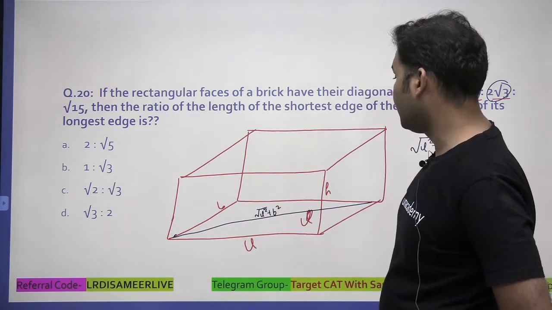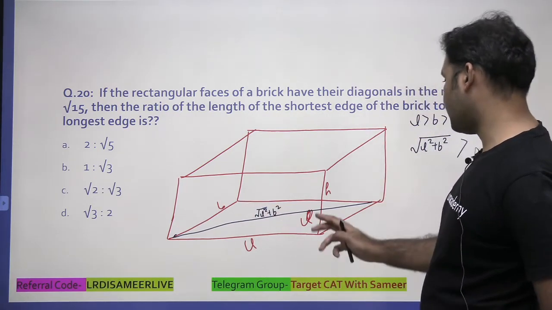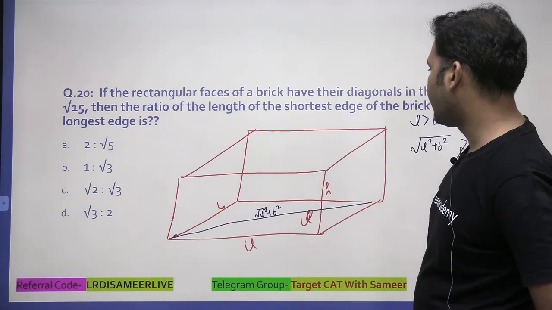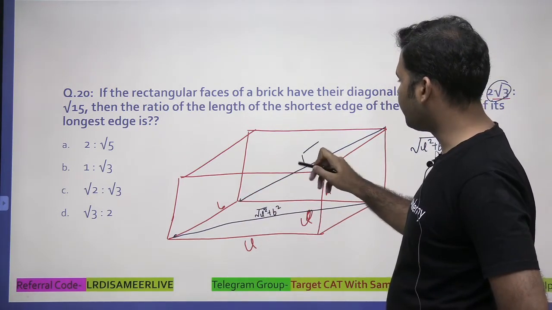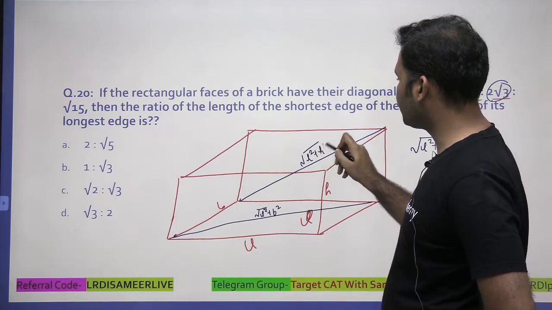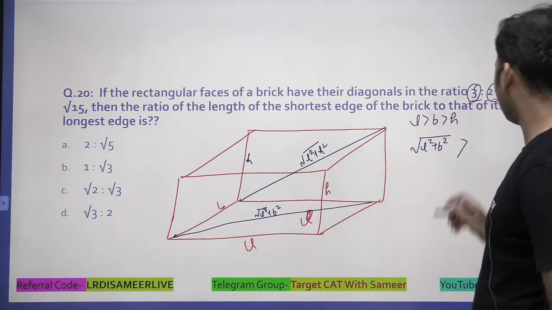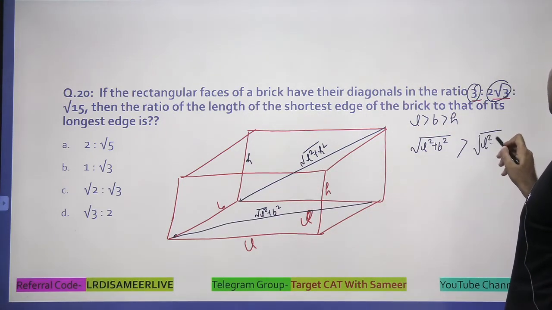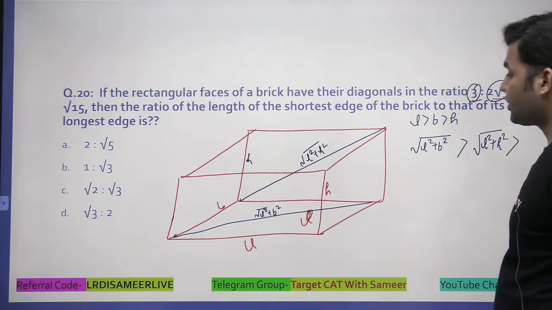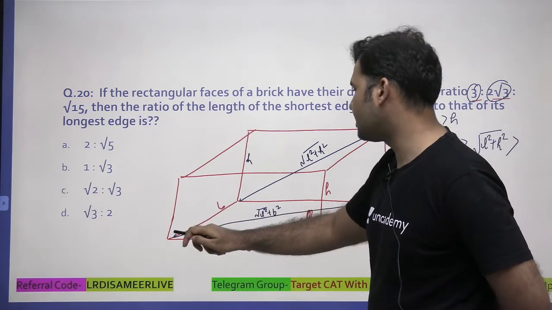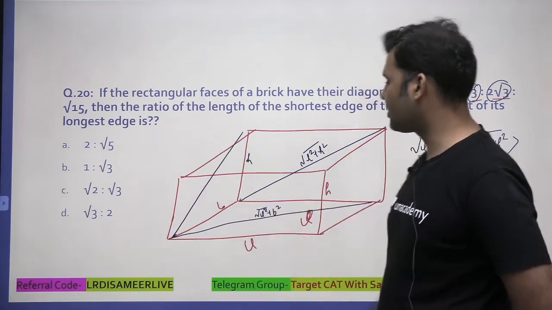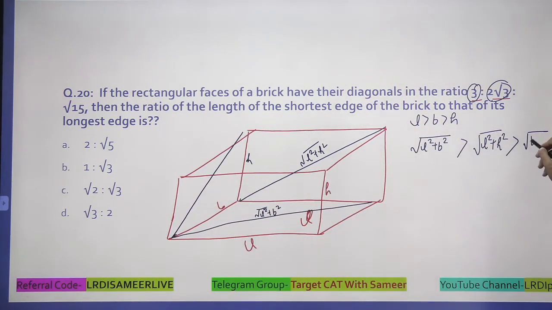The diagonal made by the face of L and H. Yes, this one, right? This will be the second longest diagonal, and that would be root of L square plus H square, right? This height is H, right? So this would be greater than L square plus H square. And the shortest would be made of B and H, right? You can take the diagonal of this face, root B square plus H square, right? This is the shortest diagonal.